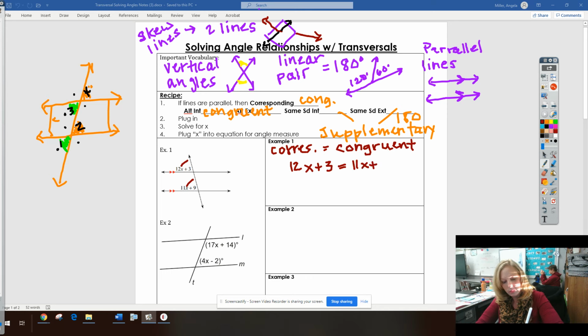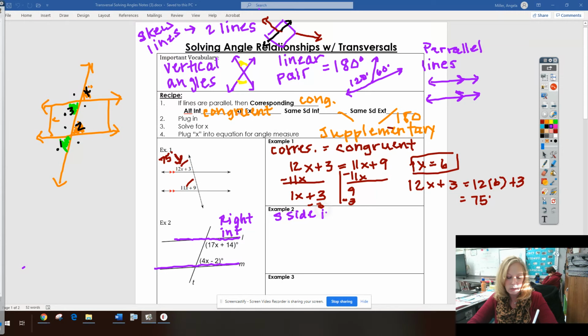All right, example 2. So I have my transversal line and they're both on the right side and they're both interior angles. So those must be same side interior. So if I look up here at my rule, same side interior angles are going to be supplementary. So they're going to equal 180 degrees. So I'm just going to add both angle pieces up together and set them equal to 180 degrees.